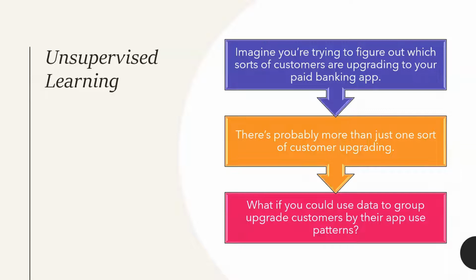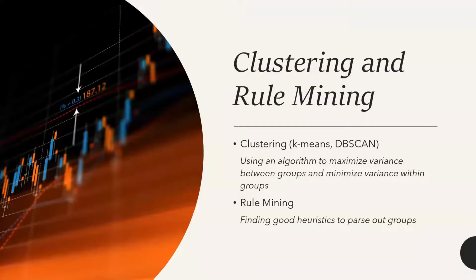Another key branch of machine learning is unsupervised learning. So imagine you're trying to figure out which sorts of customers are upgrading to your paid banking app. There's probably more than just one sort of customer upgrading. For instance, we might have a younger demographic and an older demographic who are upgrading for different reasons. What if you could use data to group upgrade customers by their app use patterns? This is exactly what unsupervised learning is aiming to do.